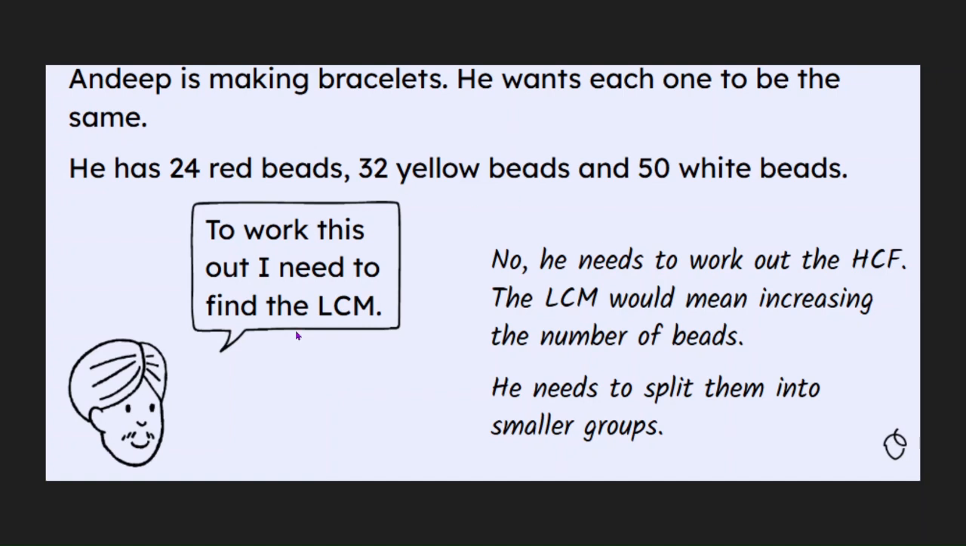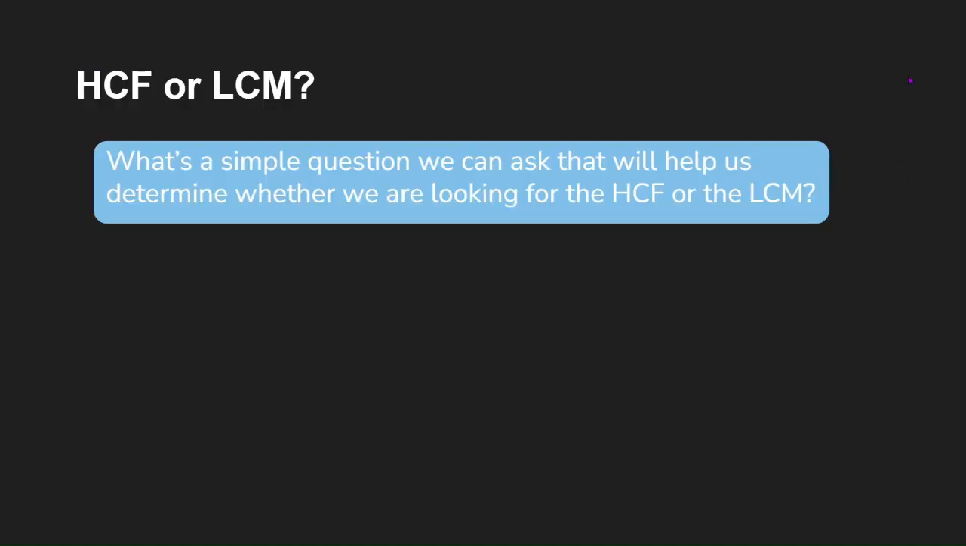So yeah, this one's a little tricky. It doesn't have our keywords, but you have to think about, do we need to split our things into groups that are smaller than our base number, or are we making multiples that are bigger? So with that in mind, what is a simple question we can ask that will help us determine whether we are looking for the highest common factor or the lowest common multiple?